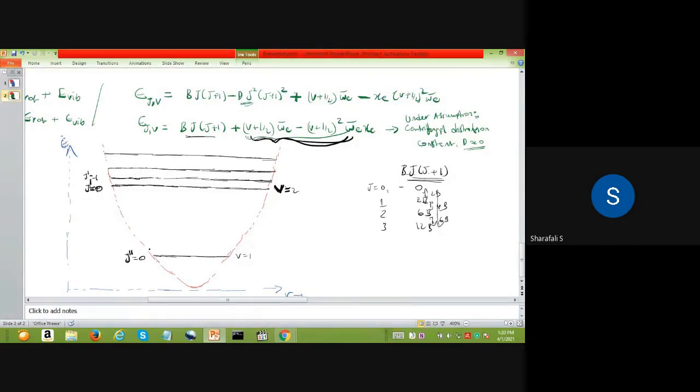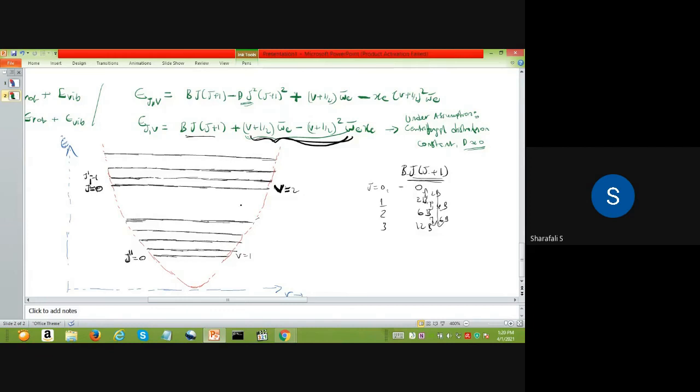Similarly, here also we have J double dash equal to 0, then J double dash equal to 1, and J double dash equal to 2, J double dash equal to 3, and so on. So in each case, it will be getting increased. Okay? So this is a rough diagram.